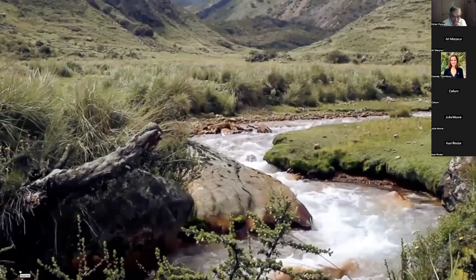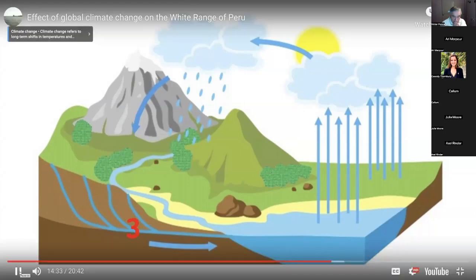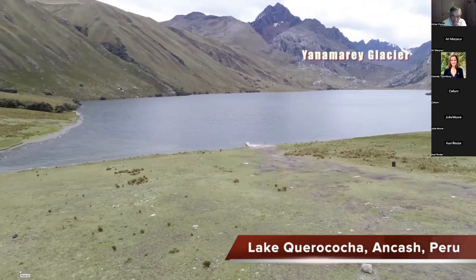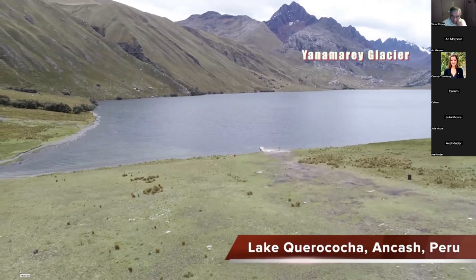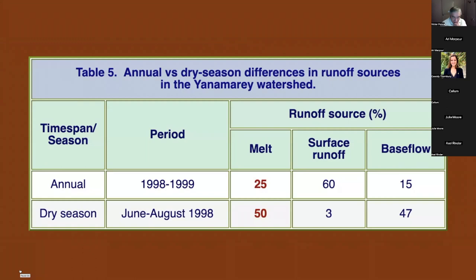Overall, runoff has 3 sources. 1, melting of glaciers. 2, direct runoff, which comes from precipitation. And 3, base flow. In the White Range, researchers have reported significant differences between the composition of the average annual runoff and that corresponding to the dry season. For example, in Lake Querococha, data indicates that during the dry season, melt volume is half the runoff volume, while the average annual volume of melt is only a quarter.